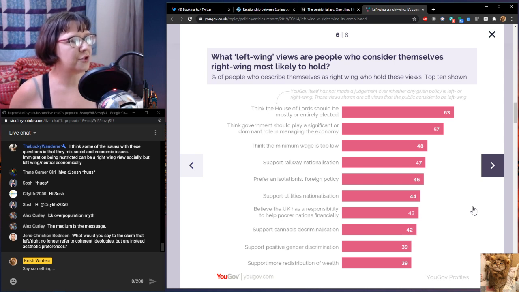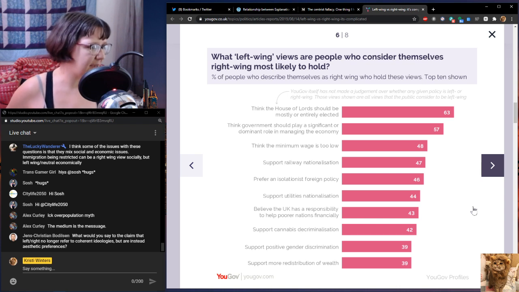Think that the House of Lords should be elected. Think the government should play a dominant role in managing the economy. Think the minimum wage is too low. Support railway nationalization. Prefer an isolationist foreign policy. I guess the right wing is considered with open trade and openness, so I guess that's probably where that dimension is coming from. Support utilities nationalization. Believe the UK has a responsibility to help poorer nations financially. Support cannabis decriminalization. Support positive gender discrimination.